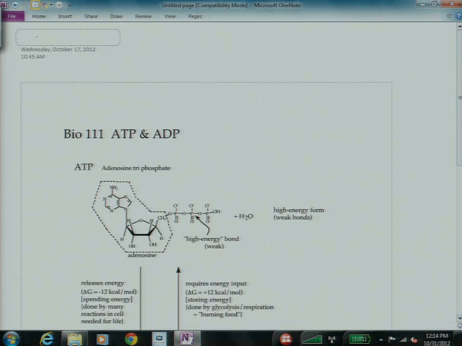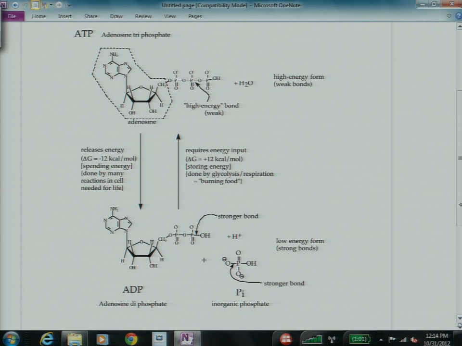Next page. What you see is the structure of ATP. There's a couple of things. The usual deal: you'll never need to know that structure, but it's important for understanding what's going on.